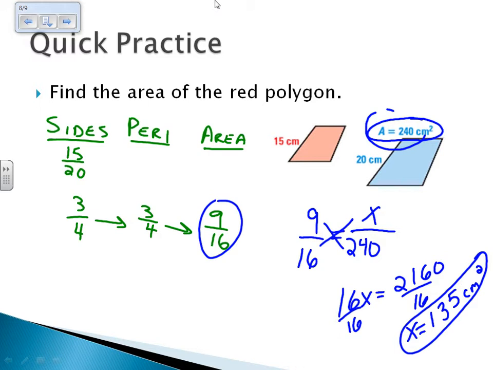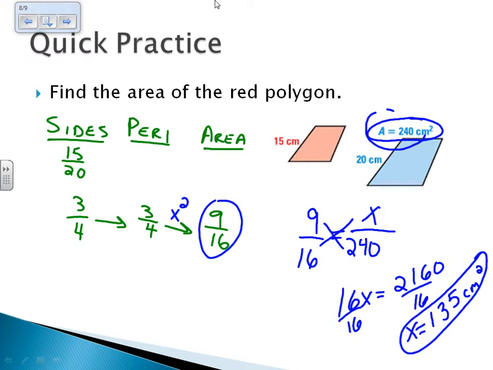Because remember, the perimeter, we have to square it to get the area. So 3 squared is 9 and 4 squared is 16. If you forget, remember area is always units squared. So whatever it is for the perimeter, you need to square it in order to get the new ratio. All right?